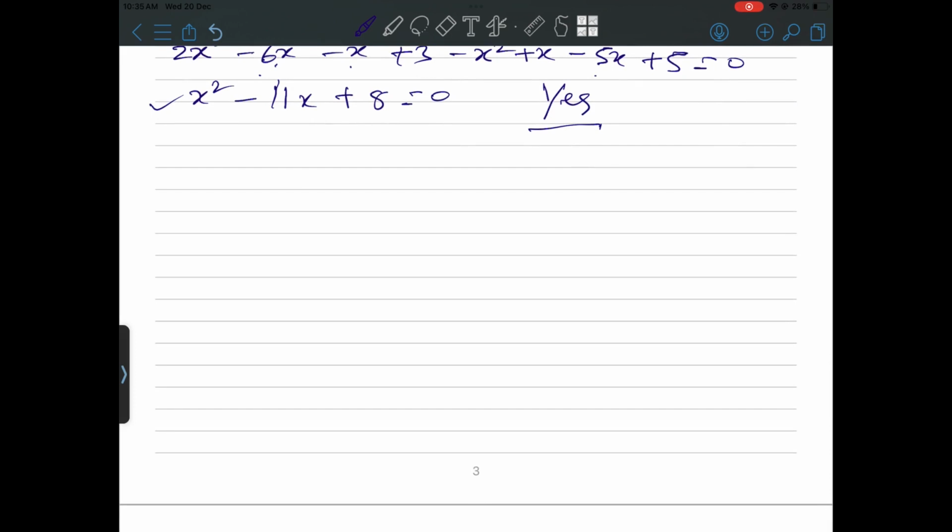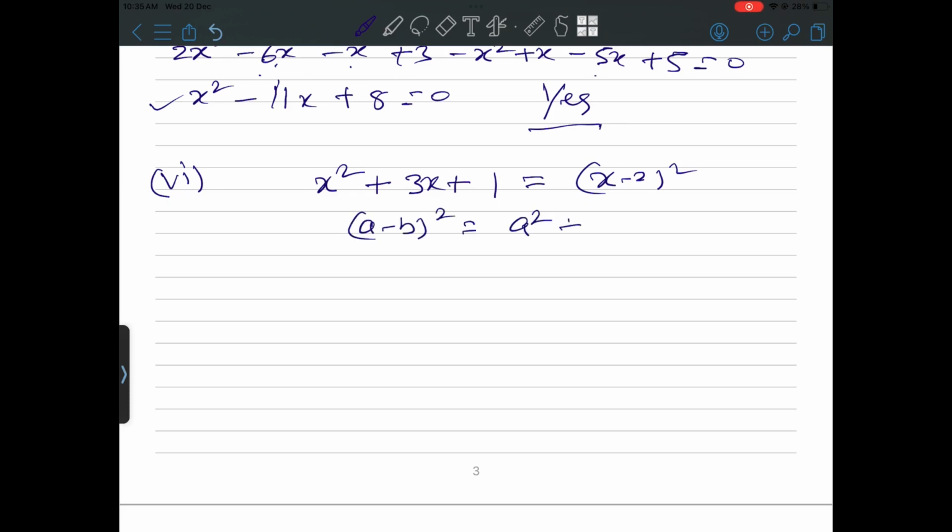Now let's see the sixth question. The sixth question is also similar. That is having x square plus 3x plus 1 is equal to x minus 2 whole square. Now, I know that you are well aware that a minus b whole square is equal to a square plus b square minus 2ab.